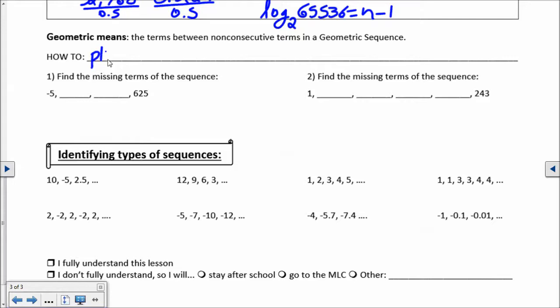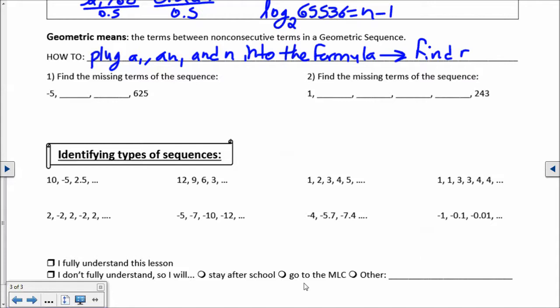Plug a sub 1, a sub n, and n into the formula. It's literally what we just wrote on the other page. So we're trying to find r instead of d. This is r in this one, d in the other one. So you're plugging a sub 1, a sub n, and n into the formula, and then solving for r, the one thing that we don't know, in order to be able to multiply times r to fill in the blanks.